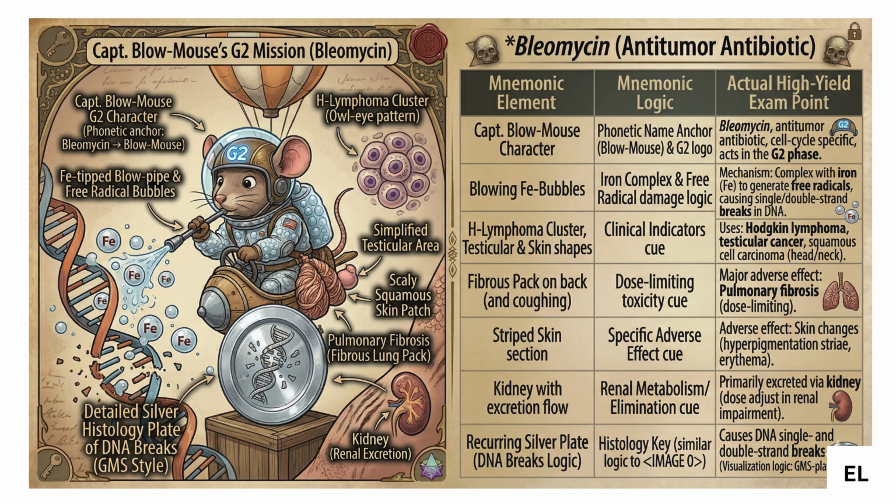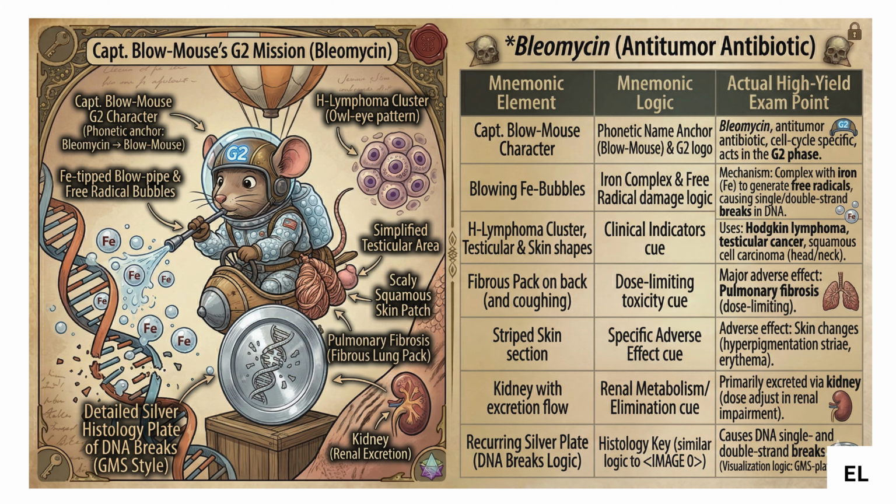Now let's move to one of the most important parts of this image. Look at the character's back. He is carrying a fibrous pack and he appears to be coughing. This represents the most important adverse effect of Bleomycin. Bleomycin can cause pulmonary fibrosis, which is also its dose-limiting toxicity. This means that lung damage is the main factor that limits how much of the drug can be given. So remember, Bleomycin leads to pulmonary fibrosis, leading to dose-limiting toxicity.